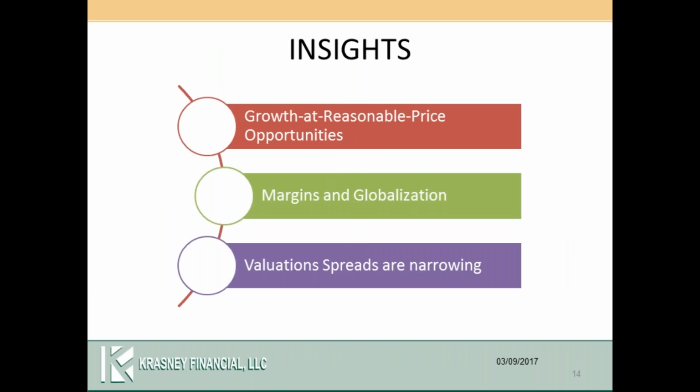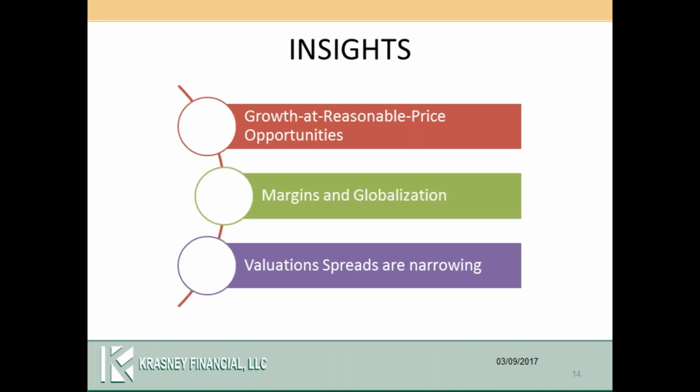So that brings us to the major themes we see in the marketplace. As I said before, we're shifting away probably from a pure value environment to more of a GARP environment. That means growth at a reasonable price. So we're looking at businesses and companies with really good growth projections, but also priced reasonably, or with less premium versus the peers.